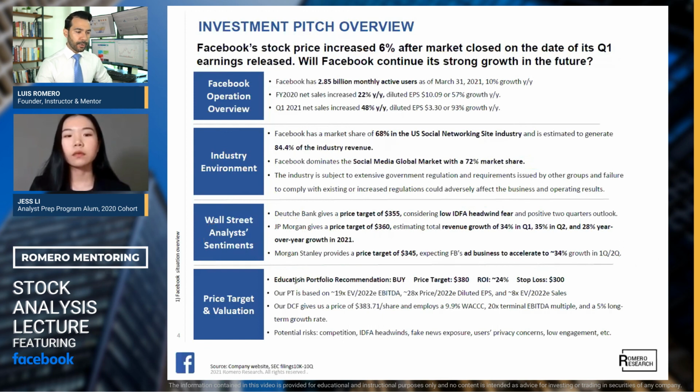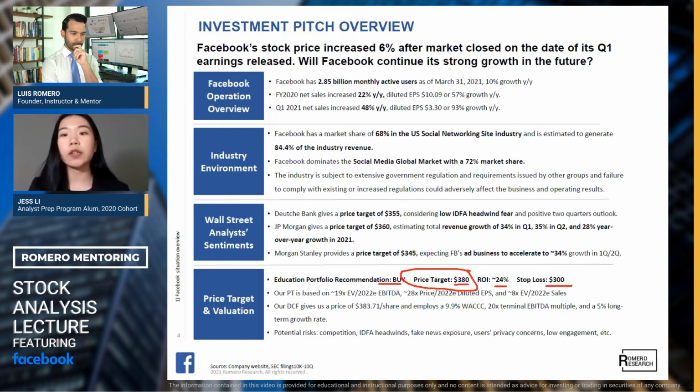And also, I see here for our own education portfolio that we have in the community, you had a buy rating for that. You had a $380 price target, which represents a 20% upside, and then you had your own stop loss. How did you come up with this 380 price target? So my 380 price target is mainly from two perspectives. The first perspective is from the information above.